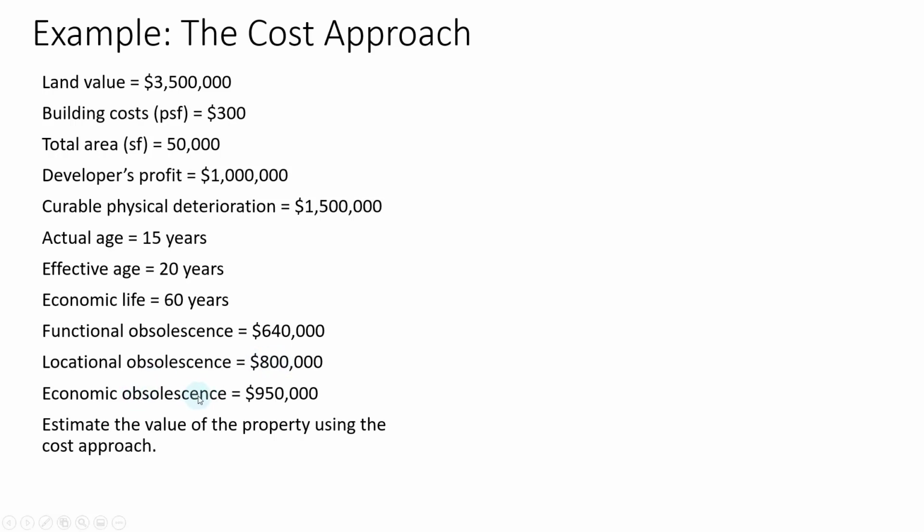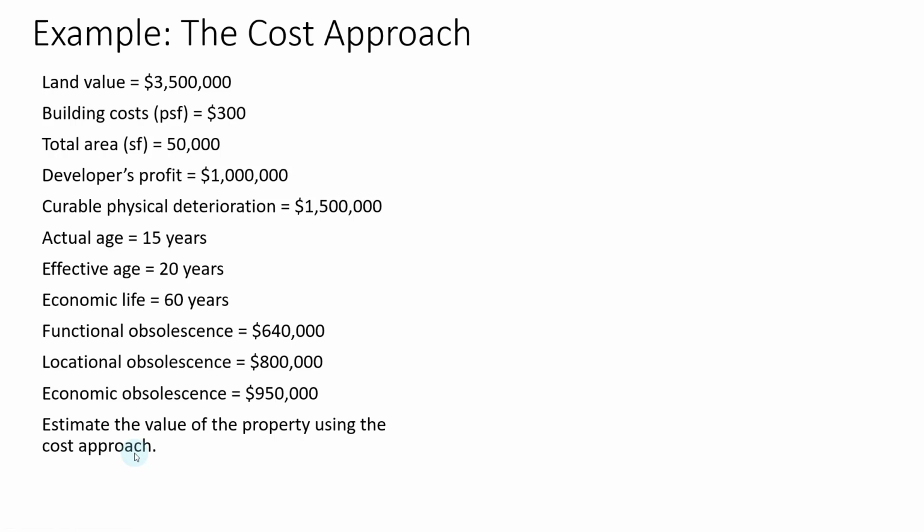And the economic obsolescence is estimated at $950,000. So economic obsolescence can happen if, let's say, new construction is not feasible under current economic conditions, which means that the rent is not high enough to justify constructing that new building. Now, based on this information, we are going to estimate the value of the property using the cost approach.